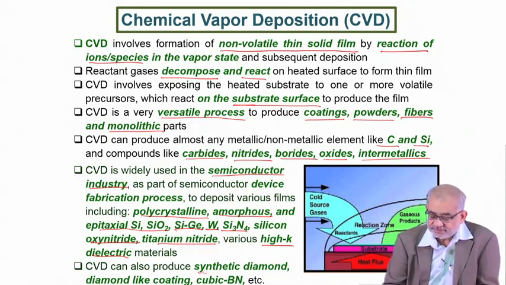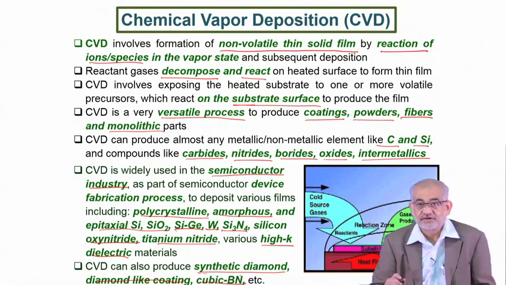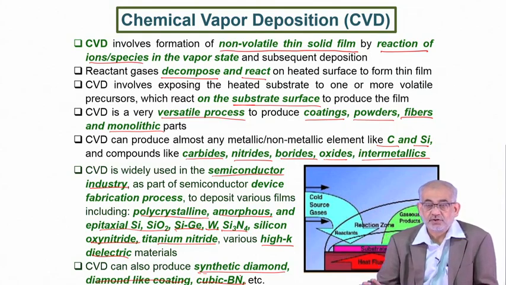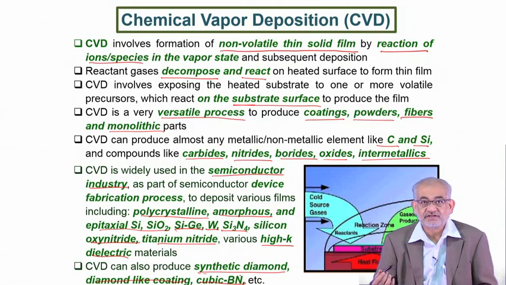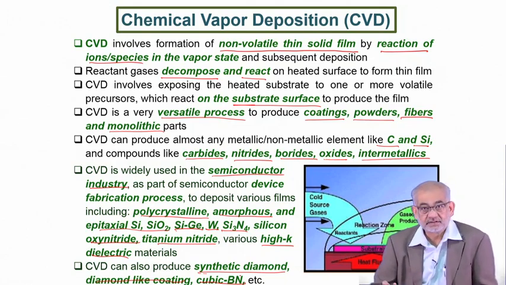One can also produce synthetic diamond to make extra hard layer onto the surface, even diamond-like coating, or cubic boron nitride, or various kinds of other ultra hard coatings on tool inserts or on components which actually are supposed to experience very high wear and tear.